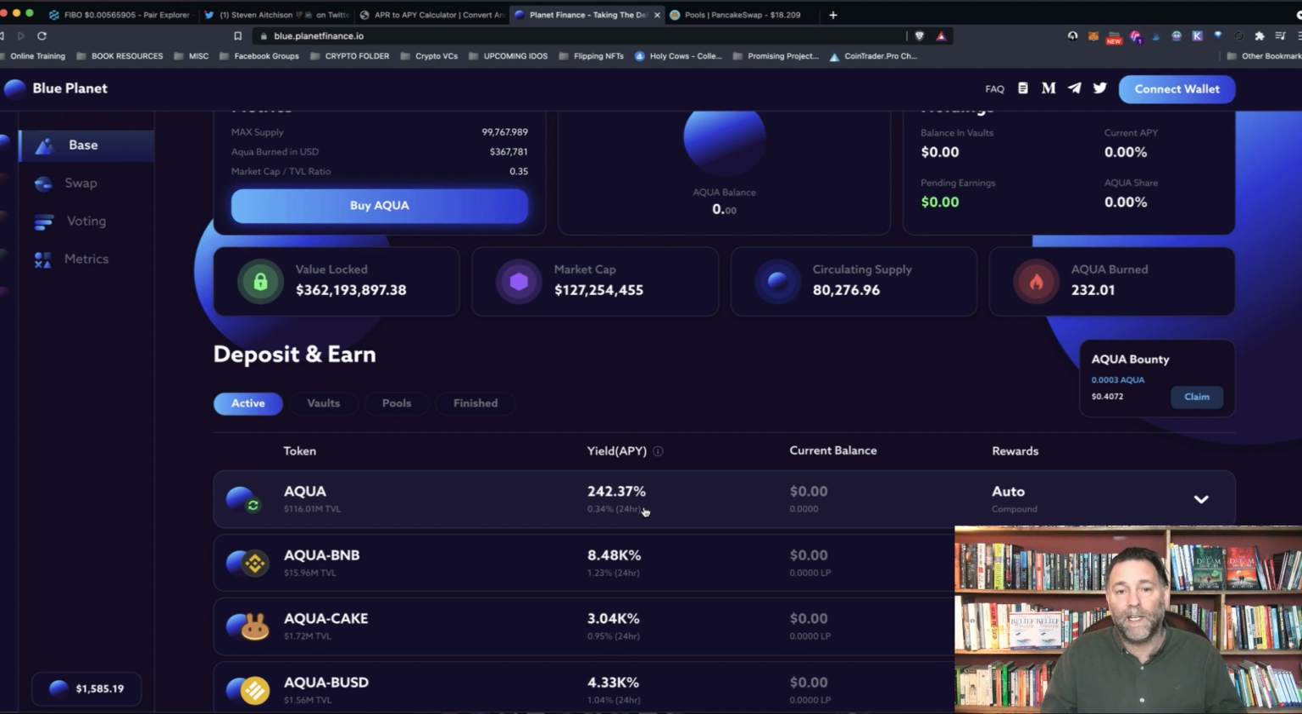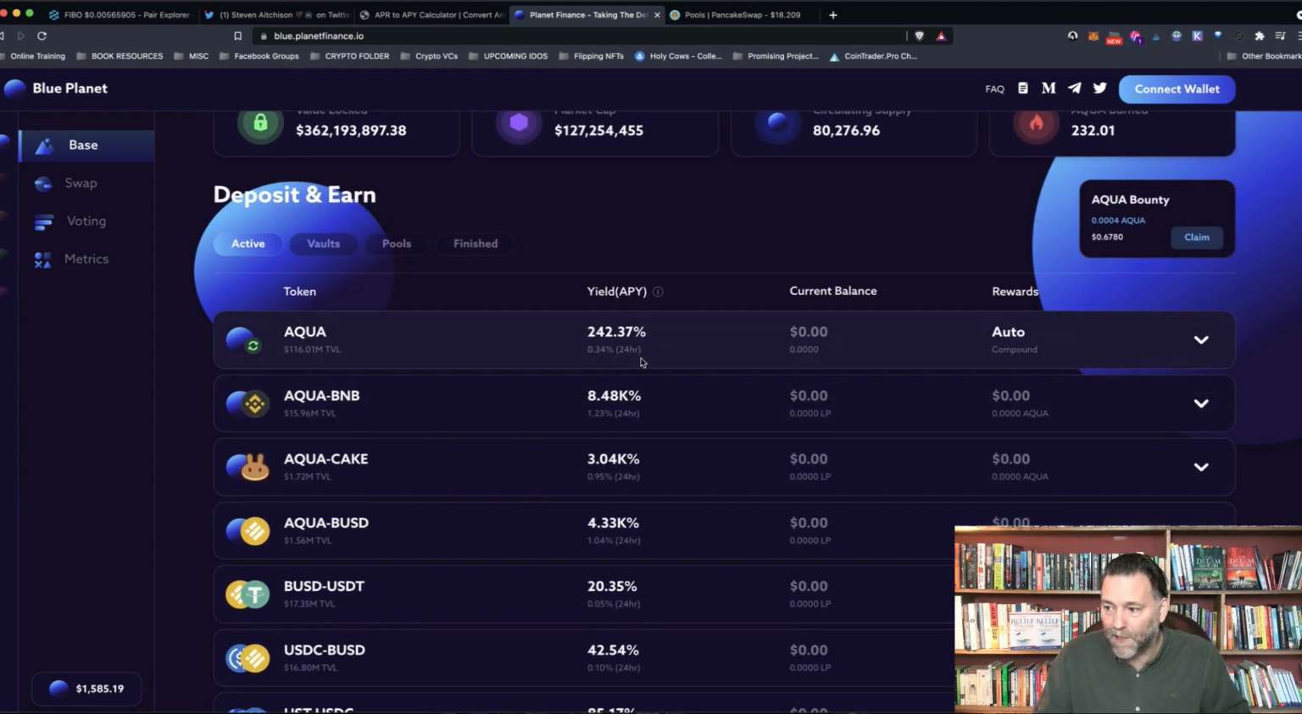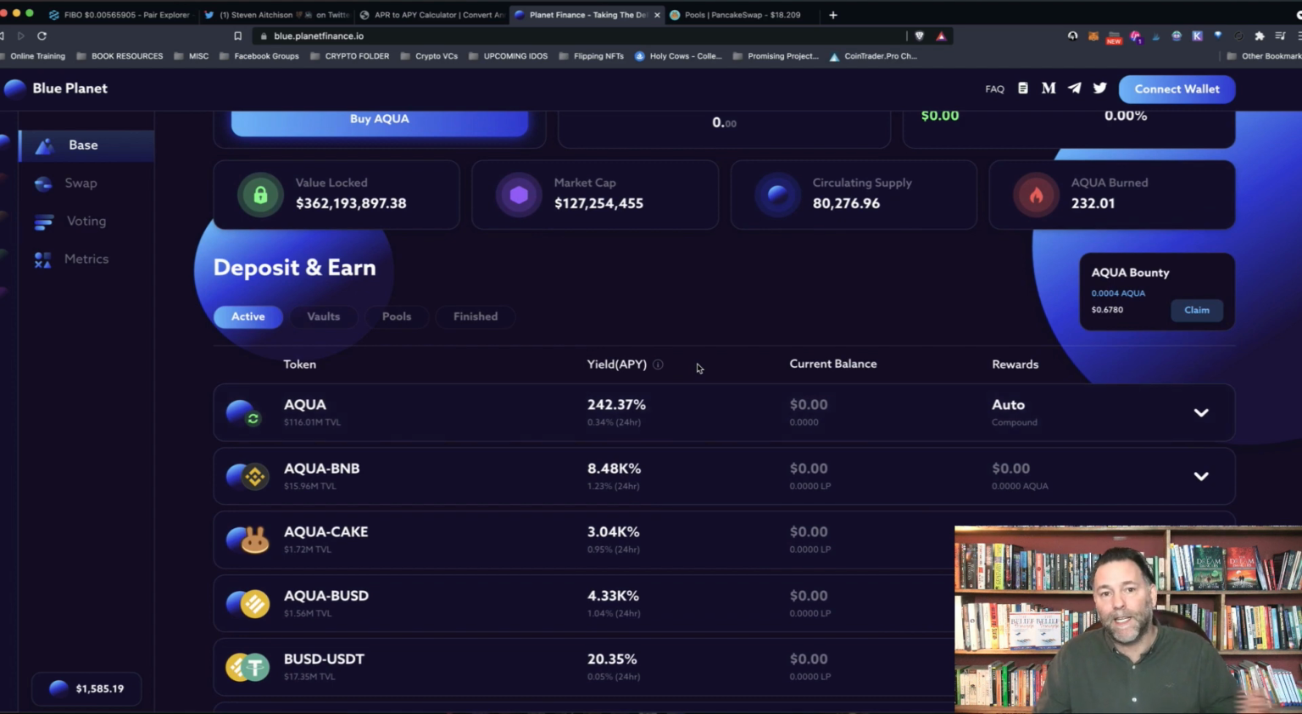So it's compounded, and you can take the money that you've earned, or the interest that you've earned, and put it back into the pot. With Planet Finance, it's automatically done for you, so you don't have to take it out and put it in.